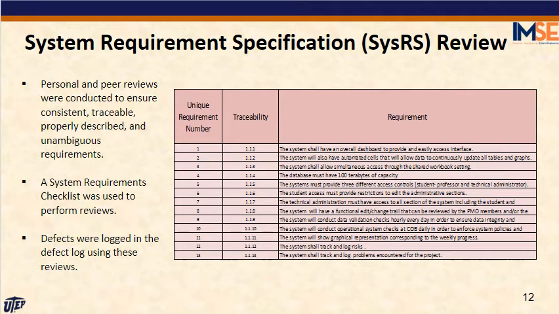VVT members use the system requirements checklist to perform both personal and peer reviews. Any errors or concerns were logged into the defect log during these reviews. Microsoft Excel was used to create and maintain the system requirements in this project. Above is a list of the top 13 requirements for our project. We had a total of 68 requirements identified.